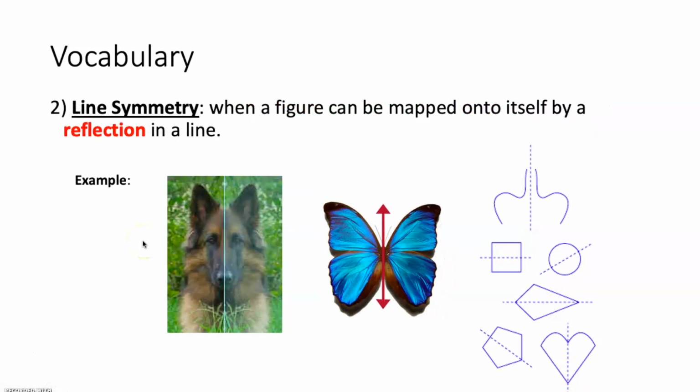Next thing we're talking about is line symmetry. That's when a figure can be mapped onto itself by a reflection in a line. So here are several examples of figures with line symmetry. It's just when you are able to draw a line through a figure and both sides are congruent. Here you can see I could draw a line straight down the middle of this photograph and both sides of the photograph are congruent. Each side could be mapped onto the other by a reflection in the line that I draw. Same thing with these figures over here.